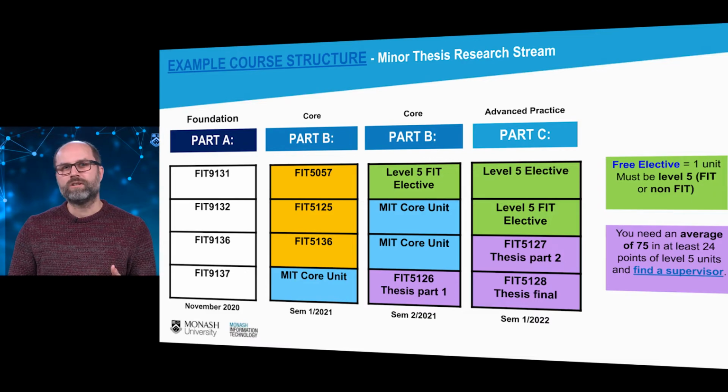The research stream has pretty strict eligibility criteria, so you must complete at least 4 level 5 units, achieve an overall average of at least 75% across all of your level 5 FIT units, as well as at least a distinction grade in FIT 5125 IT research methods. In addition to these hurdles, enrollment in the thesis units is also dependent on available supervisors and projects.